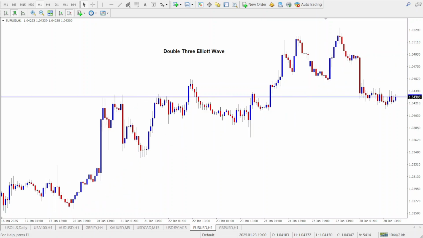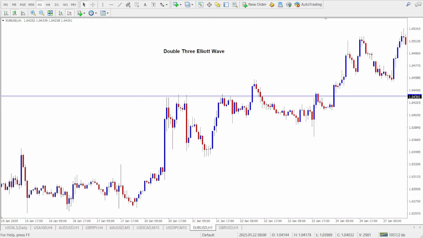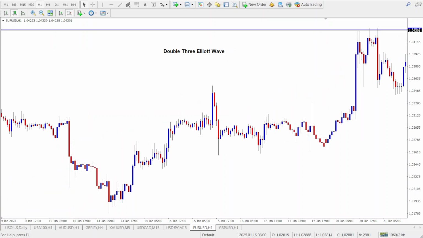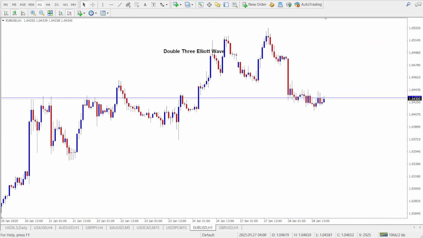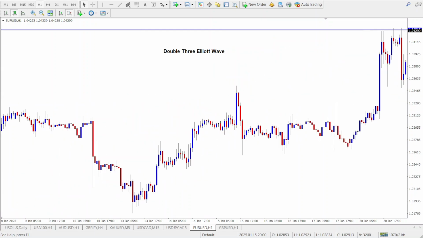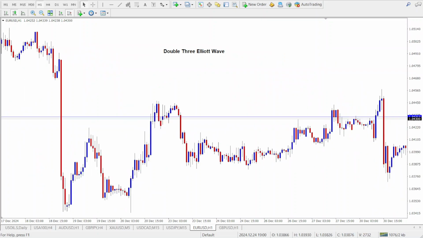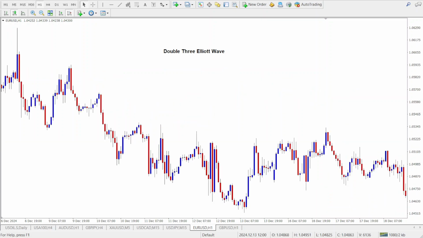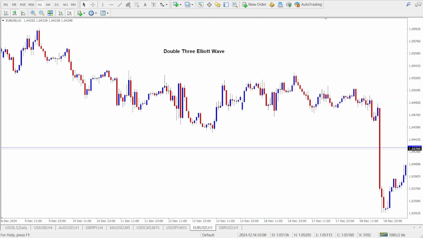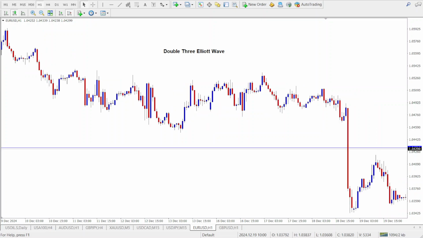The main idea here is that this pattern typically shows up when the market is in a consolidation phase. Most of the time, the Double Three Elliott Wave is found in a consolidation phase. That is when the pattern shows up, and it gives you the opportunity to identify a potential reversal or continuation.